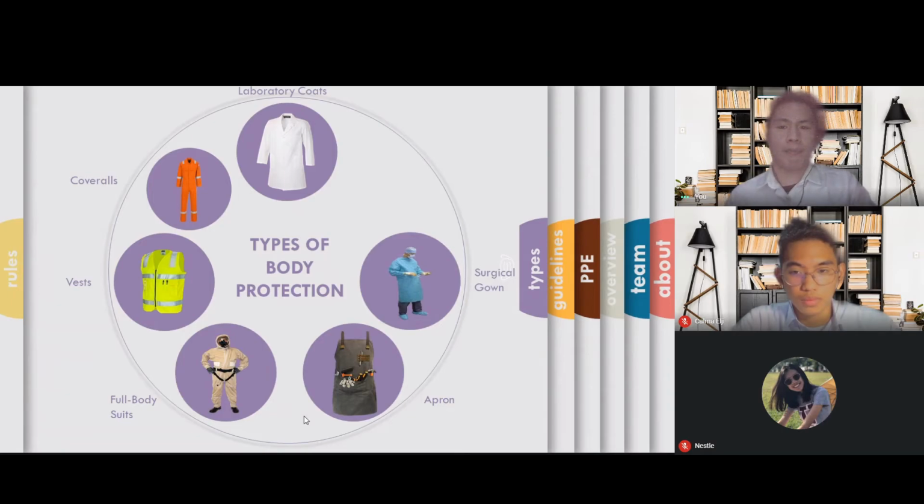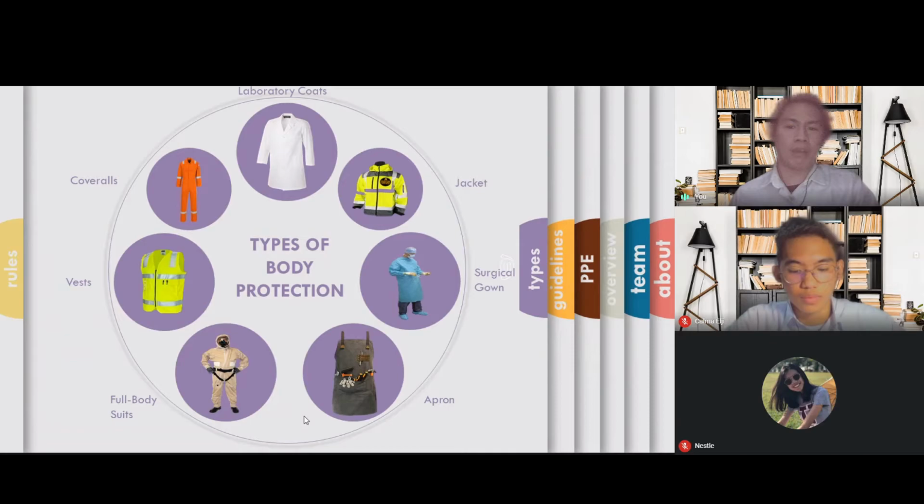For the next type, jacket. So, ginagamit ito ng mga laborers. Most likely, sinusuot ito ng mga taong nagtatrabaho in a winter condition sa mga winter areas. And lastly, ginagamit rin ito sa mga construction sites.